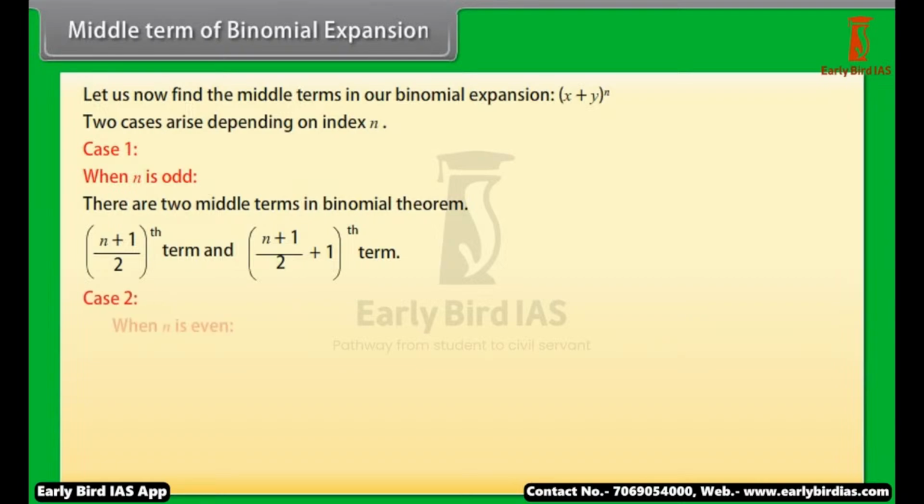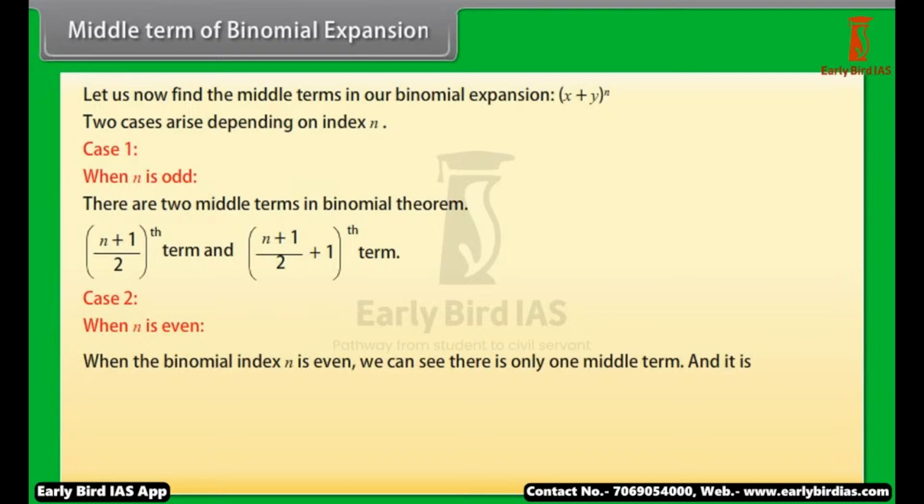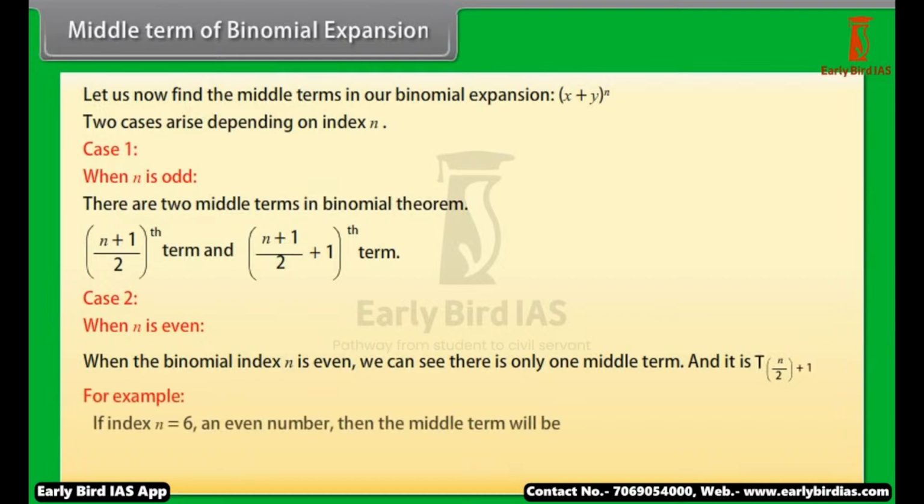Case 2: when n is even. When the binomial index n is even, there is only one middle term, and it is tn by 2 plus 1. For example, if index n is equal to 6, an even number, then the middle term will be tn by 2 plus 1, which is t6 by 2 plus 1, which is equal to t4.